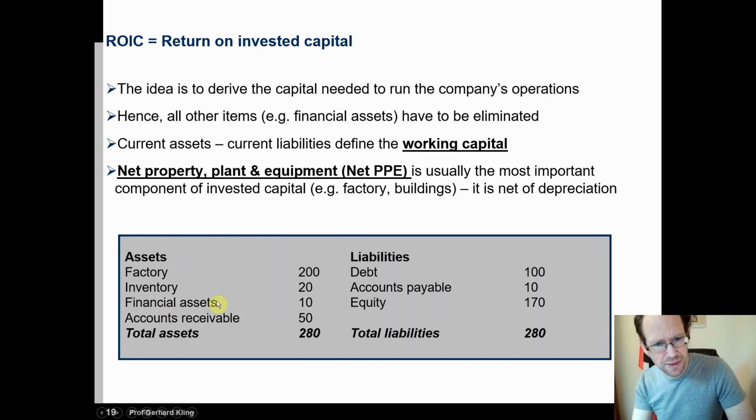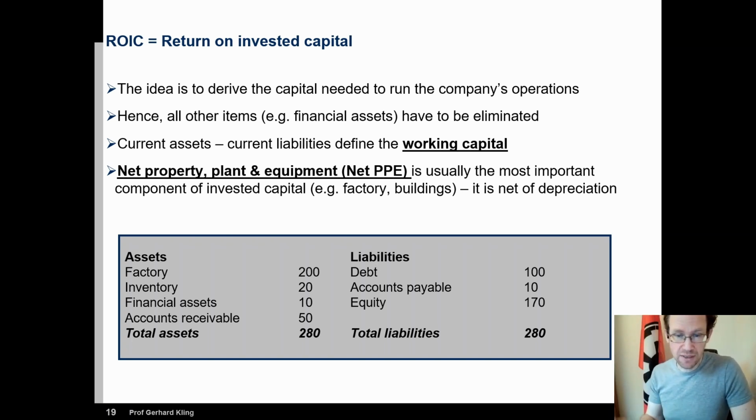Then you have accounts receivable. This is part of working capital. Accounts receivable occur when customers are supposed to pay for a service or a product that they haven't done so yet. So this is money you would expect from customers.